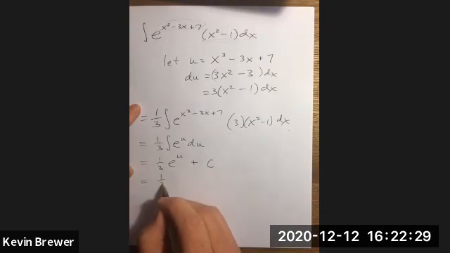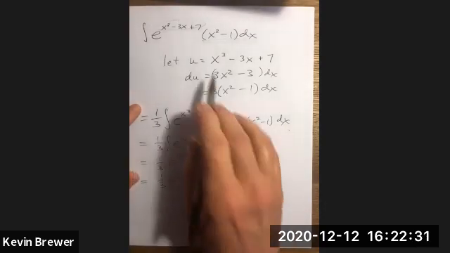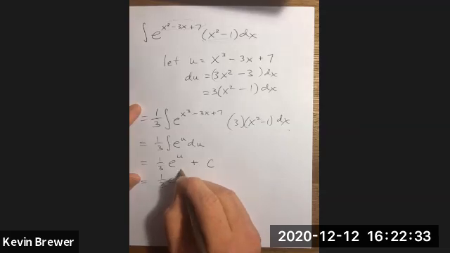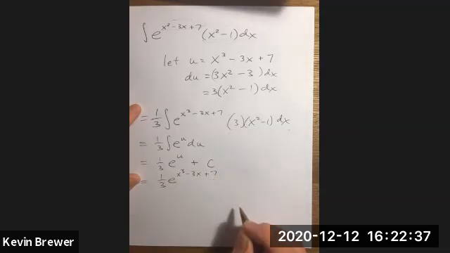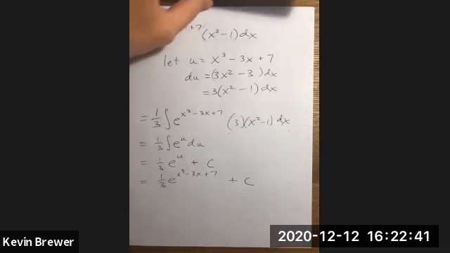This is 1/3 e to the x cubed minus 3x plus 7 plus constant.